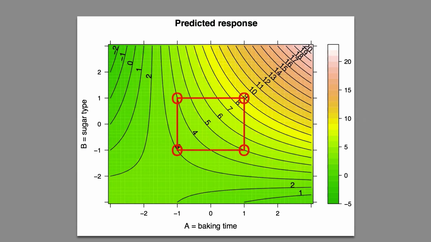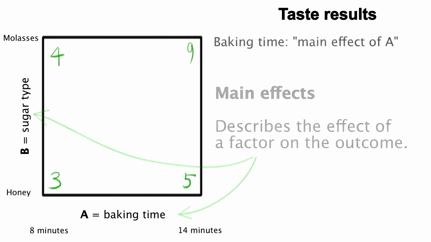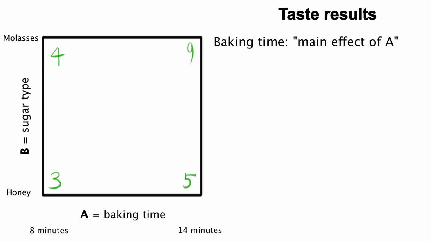Let's try to quantify the system numerically. We're going to apply what we learned in the previous class, class 2B, and see if we can predict taste. Start with the main effects. Main effects is a term we use to describe how the factor will affect the outcome. In this example, there are two factors, so there's two main effects. Let's start with baking time.